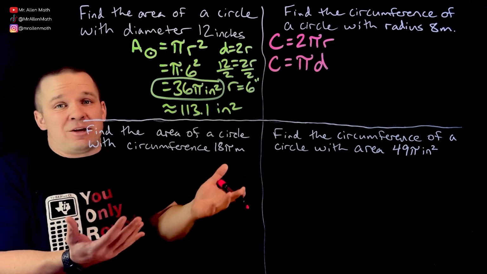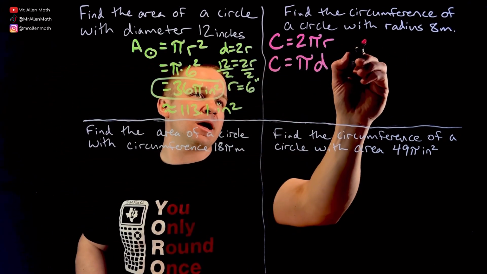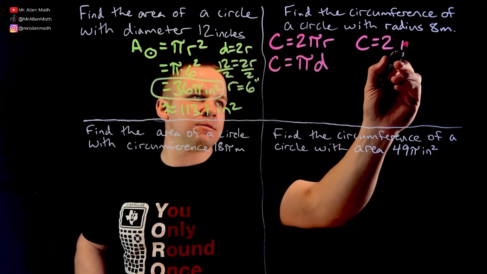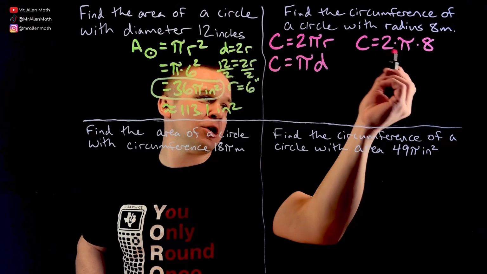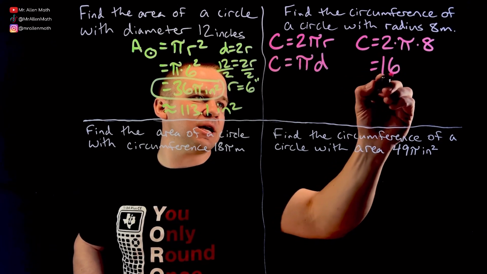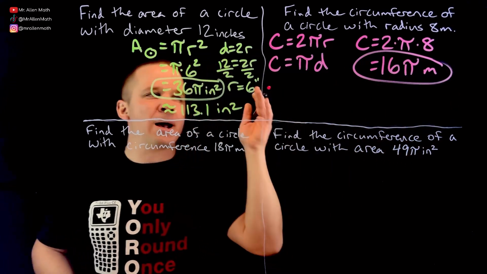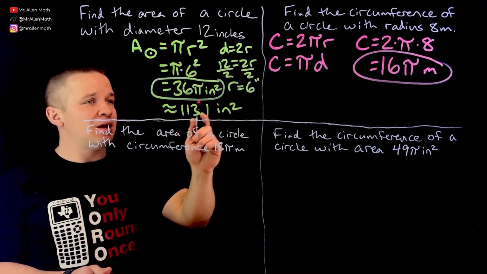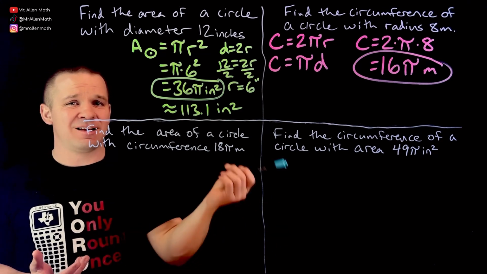So whichever dimension you're given, you work with that. I'm given my radius, so I'm going to use this top guy here. Circumference equals 2 times pi times my radius of 8, right? I don't know why I put multiplication there. You can put it all over. And I'm going to get 16 pi meters. Boom. In terms of pi, that's it. We can plug it in if we want. I'm going to leave it like that for this one. Cool? Awesome. Fantastic. Next one.